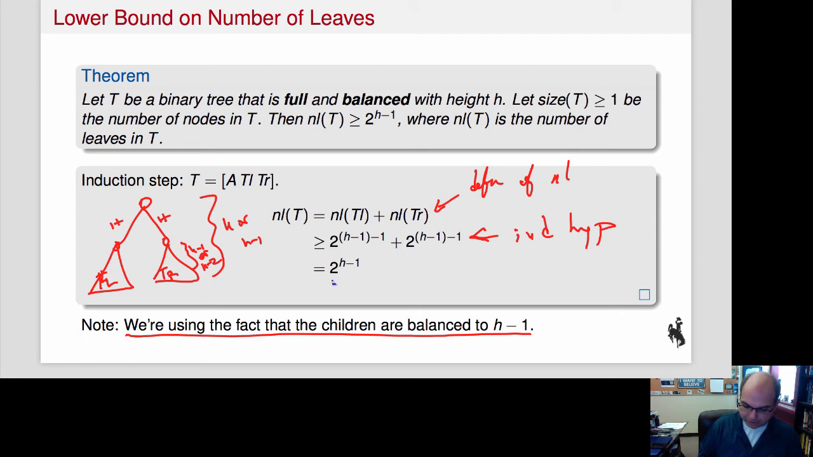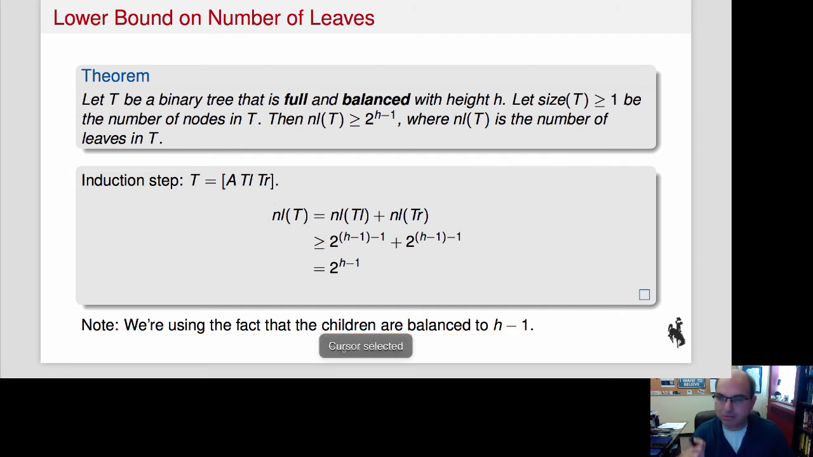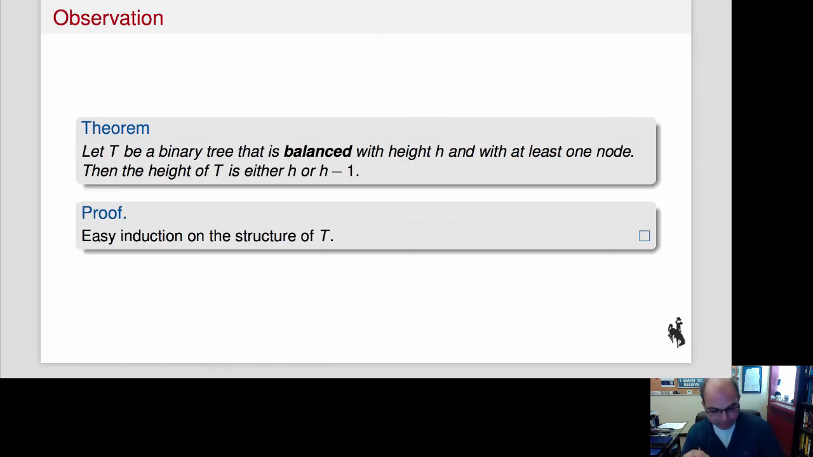So since it's greater than or equal to this, well, that is equal to h minus 1. So I have number of leaves greater than or equal to 2 to the h minus 1, check mark. So that's an interesting theorem. I finally found a really good exponential lower bound. I want to make that claim a little better, so here's how I will do that.